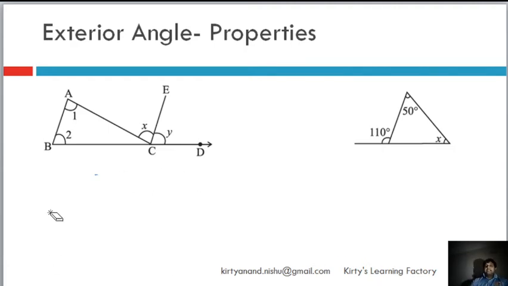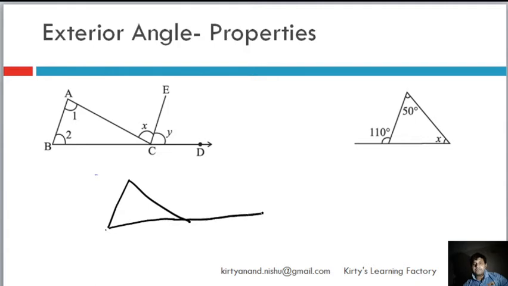So the exterior angle of a triangle has a property, and I will tell you what that property is. For that I will first draw a triangle ABC. Now if this is angle 1, which is the exterior angle, the property says that the exterior angle is equal to the sum of opposite interior angles.